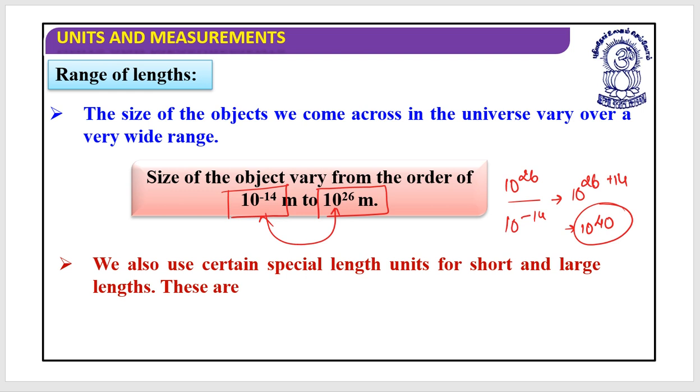Could you understand this? When we come to the different ranges of the universe according to length, the size of objects varies from the smallest, 10 to the power minus 14, to maybe the biggest one, 10 to the power 26. So if I take a ratio of these two, this comes to a very big number, 10 to the power 40. So this is the range of the length.